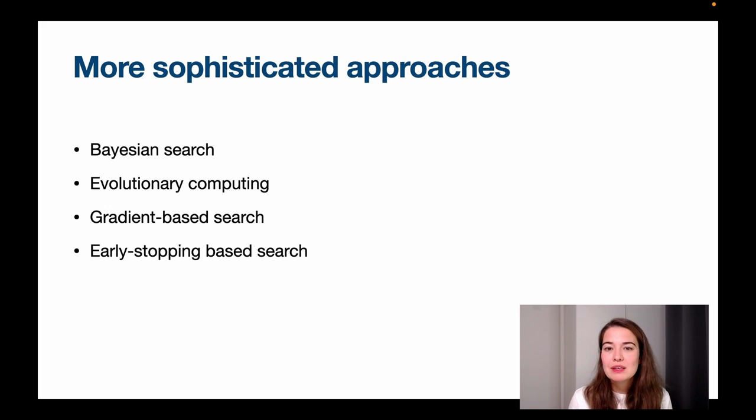But they have basically more or less the same idea as manually zooming in. They just do this in an automatic way. So they decide where to focus on. Some of the approaches that we have are either Bayesian search, we have evolutionary computing based search, we have gradient based search, and also early stopping based search. You can find even more of them out there.